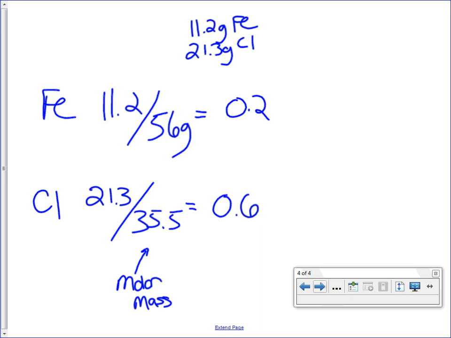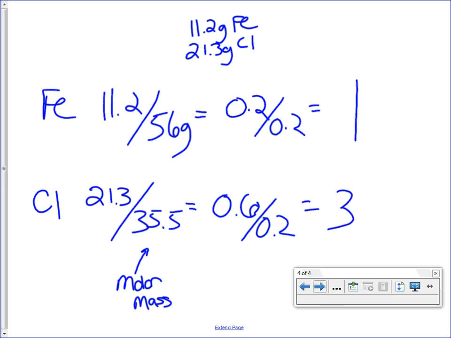I would suggest carrying some more decimal places here. In this case, it works out pretty well, pretty even, but if you carry through 2 or 3 decimal places at this step, it'll make your numbers work out a little bit nicer. The next step is to divide both of these answers by the one that's smaller. 0.2 is smaller than 0.6, so I divide them both by 0.2. This is where we get our smallest whole number ratio. So my number for iron is 1 and my number for chlorine is 3.